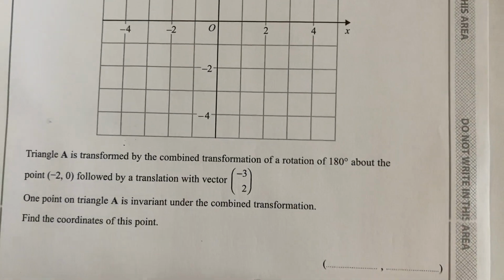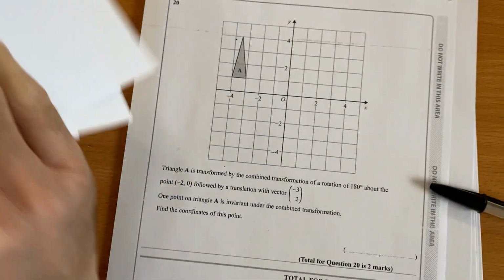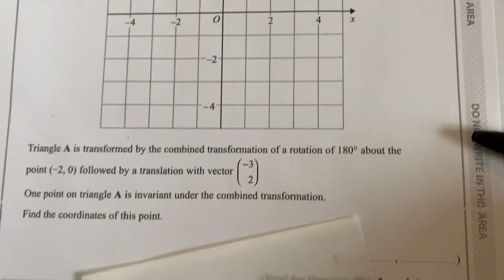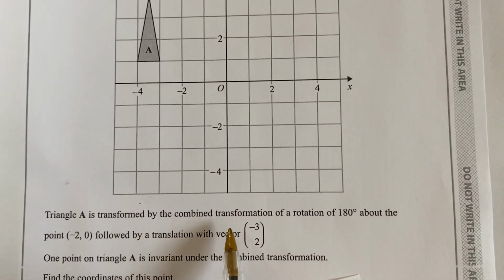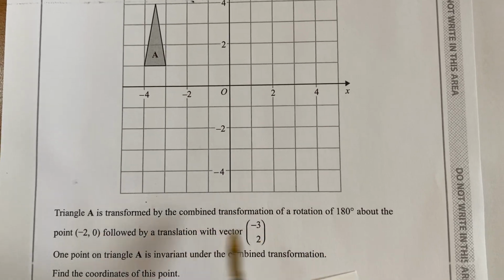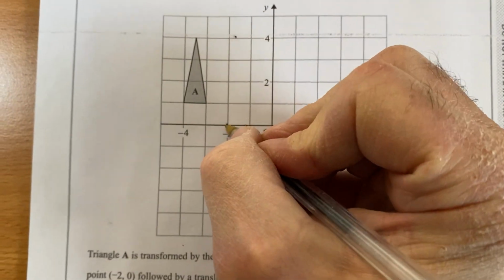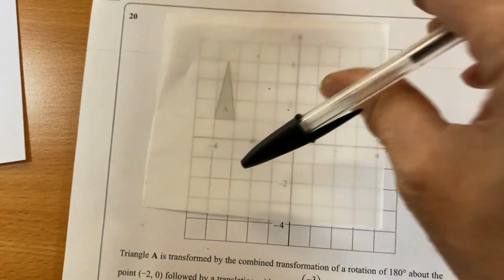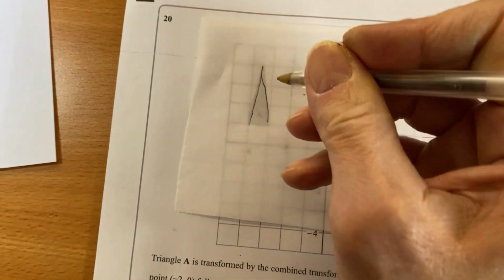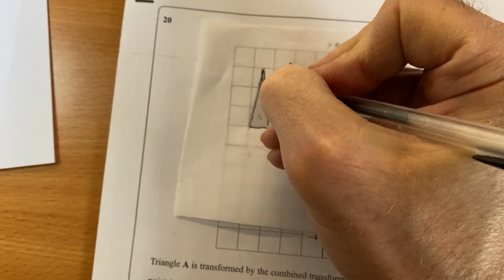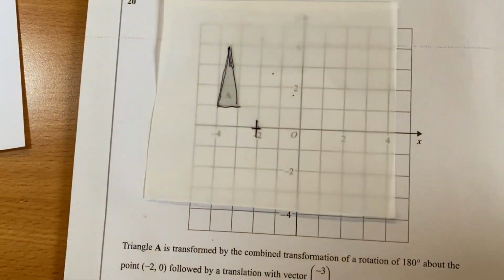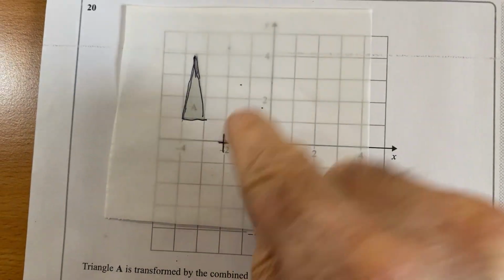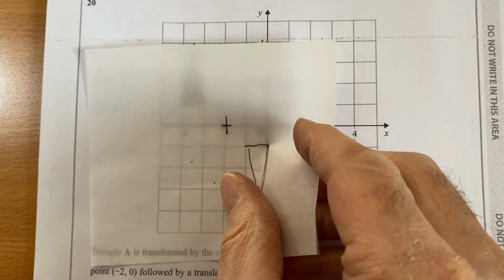Question 20, last one, 2 marks. Let's just see what you can do here. I think it's going to be fun because this involves tracing paper. Tracing paper and one hand. Triangle A is transformed by the combined transformation of a rotation of 180 degrees about the point (-2, 0). So you're going to rotate this shape around this point here. My life, one-handed, look at this. Now I'm going to rotate that shape, so I'm going to do it like this. I'm going to cheat slightly. I know that's a rotation of 180 degrees about this point.